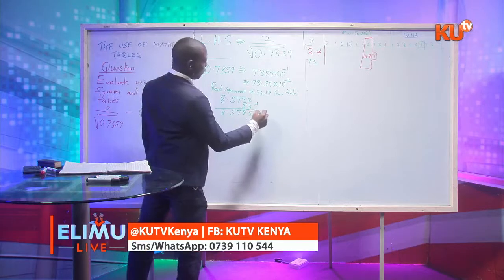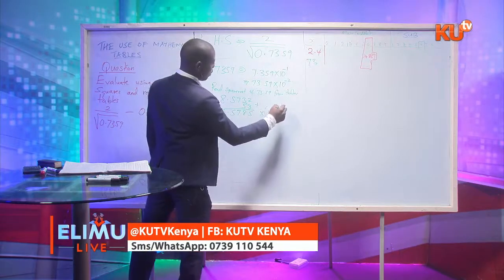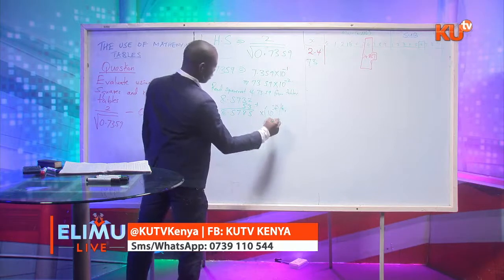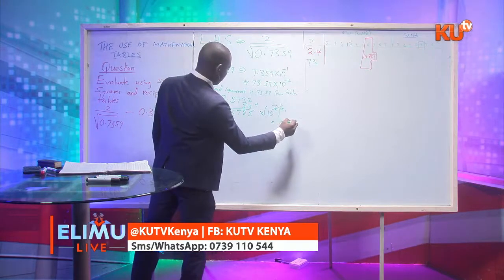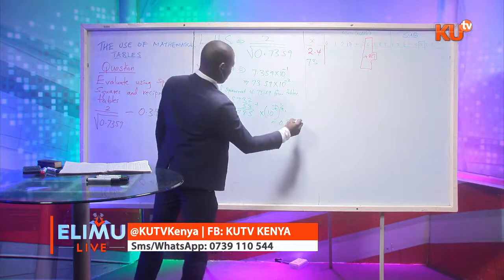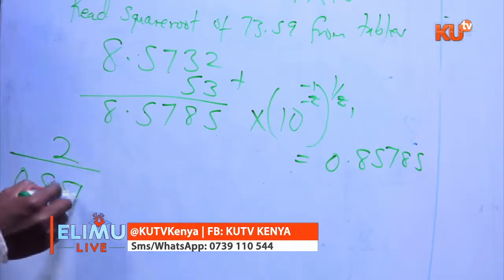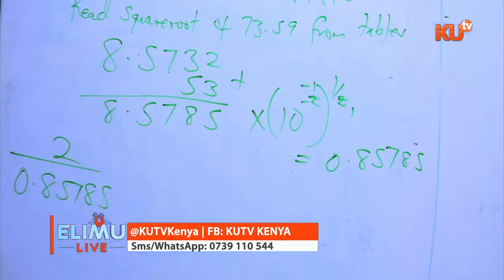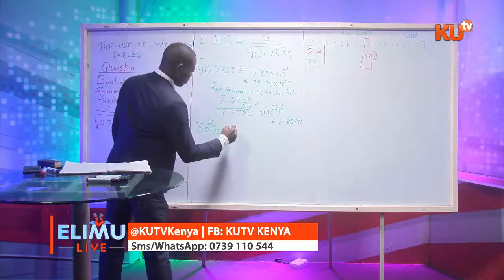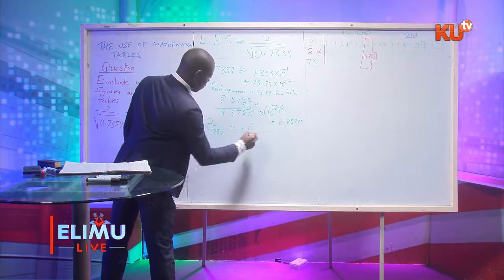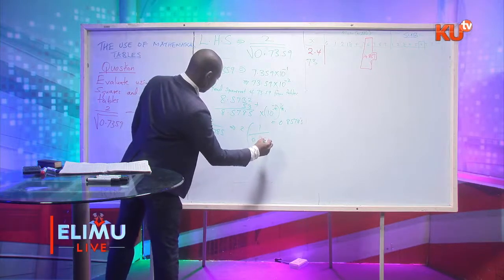Then times 10 power negative 2. We raise it to a half, so this cancels negative 1. And so the square root is 0.85785. That is the square root of 0.7359. Then I now rewrite it and say 2 over now 0.85785. So this now takes us to reciprocals. So we find the reciprocal, 2 times 1 over 0.85785.